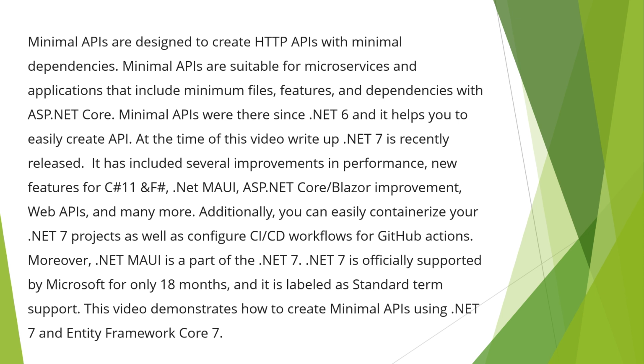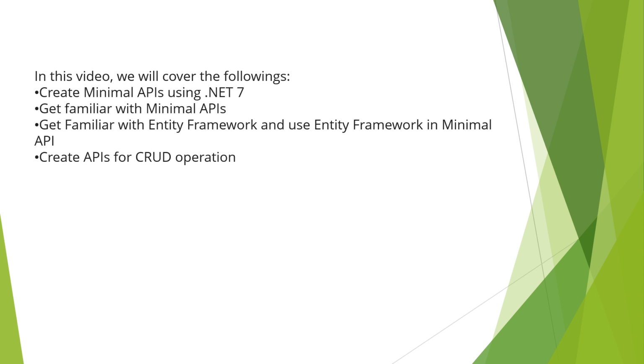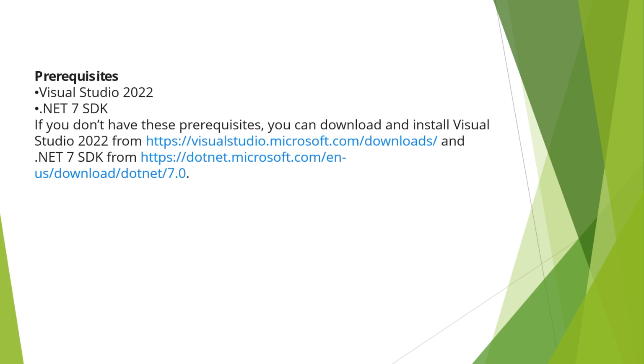This video demonstrates how to create minimal APIs using .NET 7 and Entity Framework Core 7. In this video, we will cover the following: create minimal APIs using .NET 7, get familiar with minimal APIs, get familiar with Entity Framework and use Entity Framework in minimal API, and create APIs for CRUD operations. The prerequisites are Visual Studio 2022 and the .NET 7 SDK. If you don't have these prerequisites, you can download and install Visual Studio 2022 from this URL and the .NET 7 SDK from this URL.